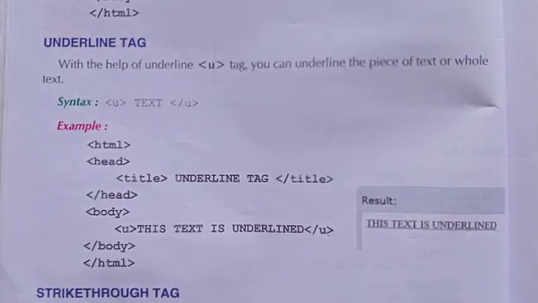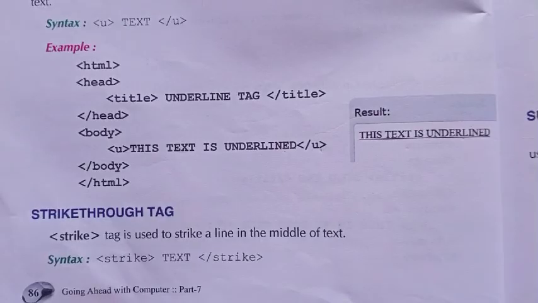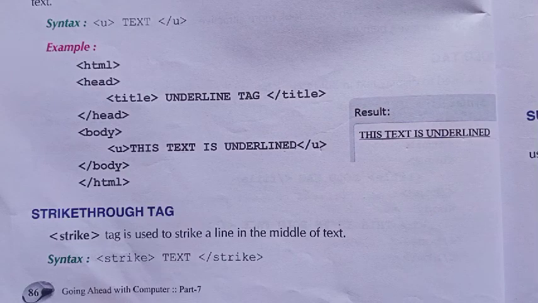Next we move ahead with the strike through tag. As the name indicates, strike through, that is, it will show a line through the center of the text. Sometimes you may be in need of showing that this text is deleted, but you actually don't delete it, it is written over there, but you want to show that this is cut, this is deleted. So in that case you can put a line through the text.